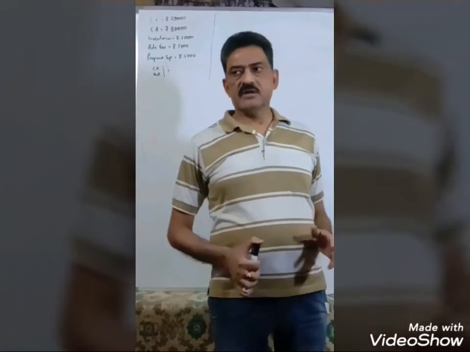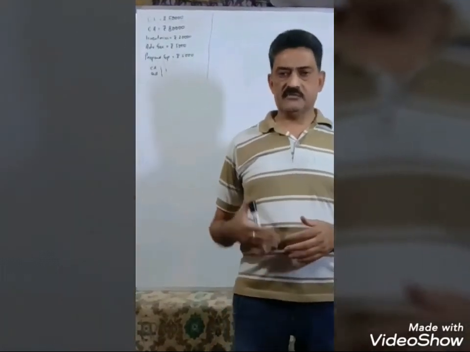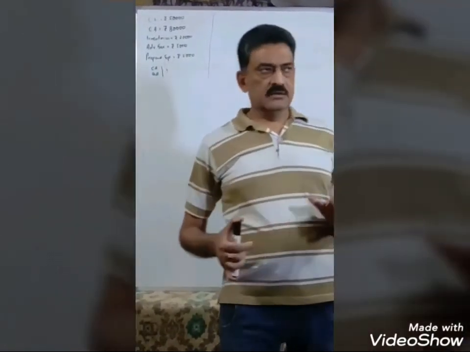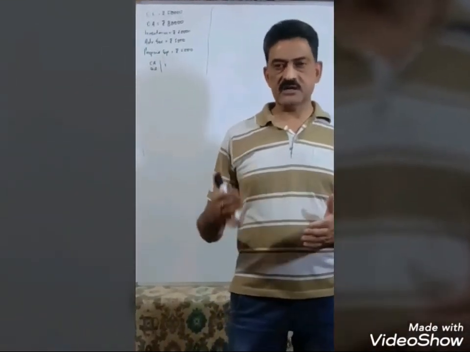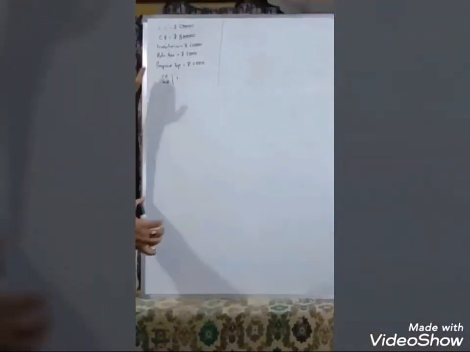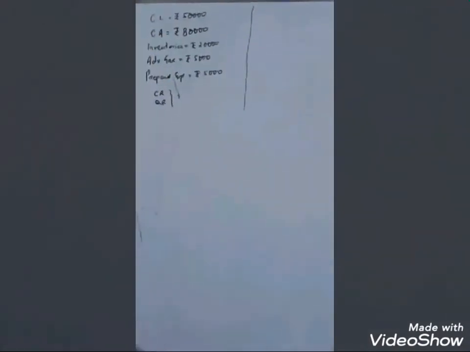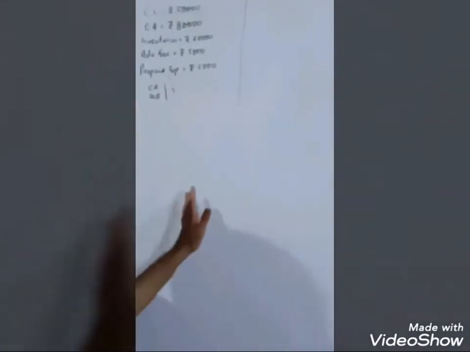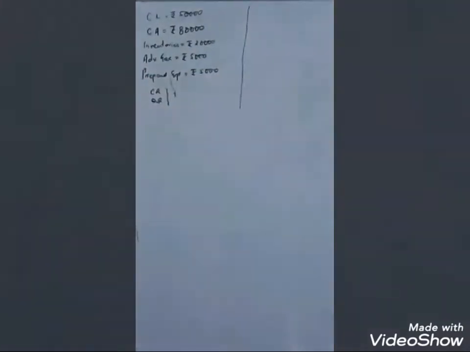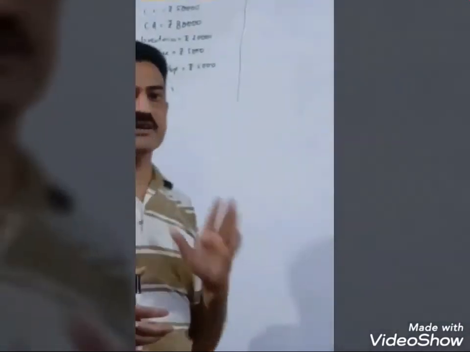Now we will take another question from NCERT. In this question, we will calculate both the current ratio as well as the quick ratio. The question is, current liabilities are given to be 50,000, current assets are 80,000. Inventories are 20,000, advance taxes are 5,000 and prepaid expenses are 5,000. On the basis of this given information, we have to calculate the current ratio as well as the quick ratio.